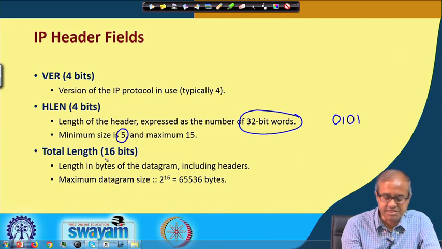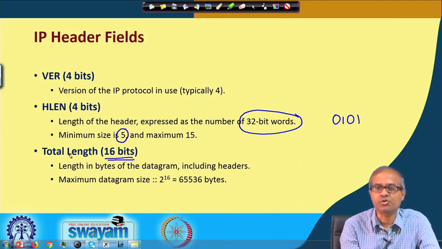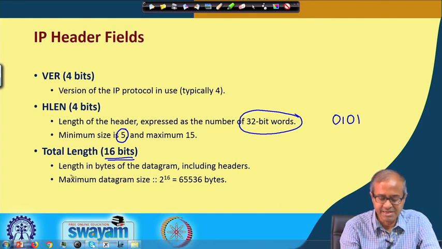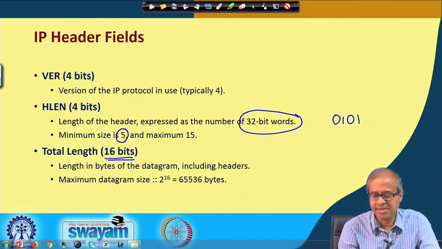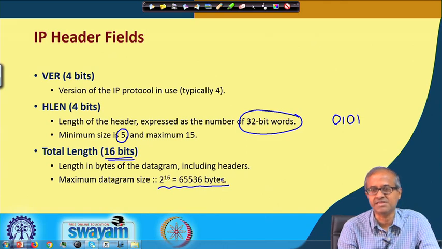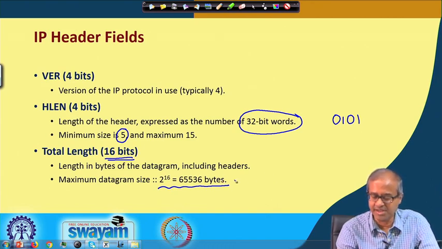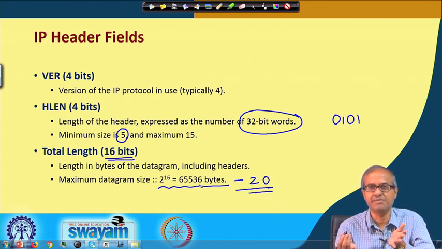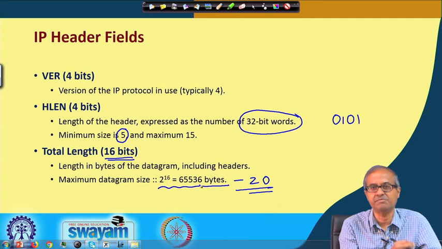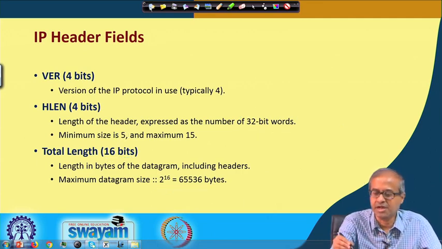Then there is a field which is 16 bits long. This is total length. This indicates the total size of the datagram including the headers. Now, in 16 bits what can be the size? 2 to the power 16 is 65536 bytes, and if you subtract the header, suppose at the minimum the header can be 20, so you go minus 20, that many bytes can be there as part of the data. That can be the maximum size of the data in IP. This is what IP supports.